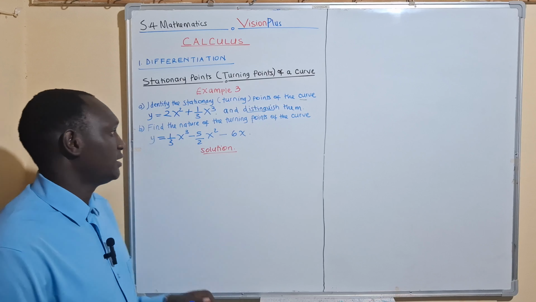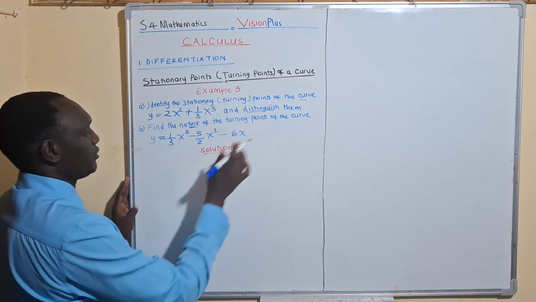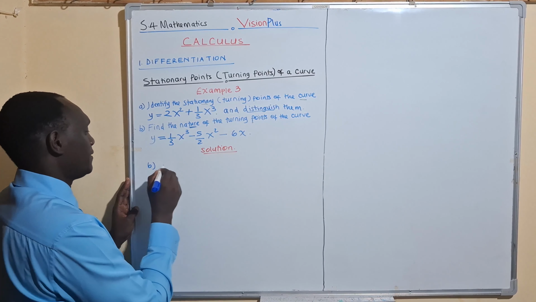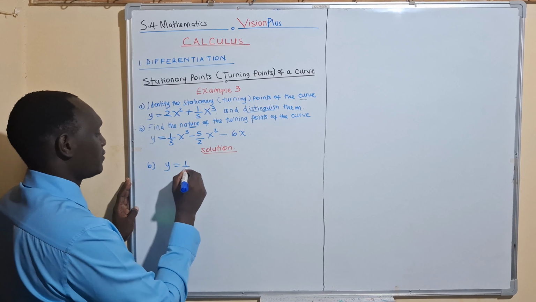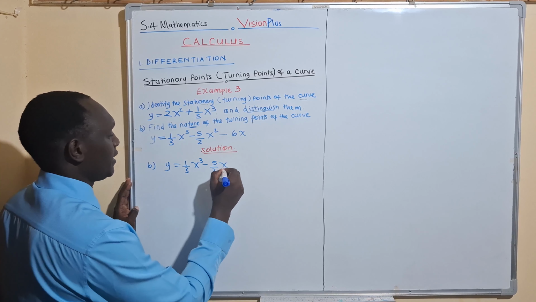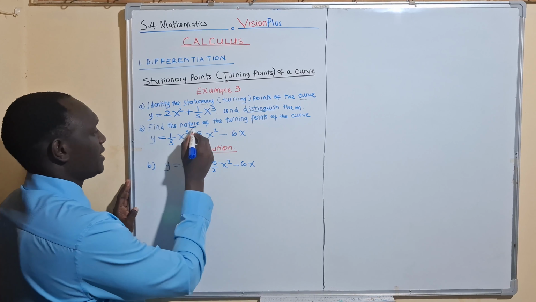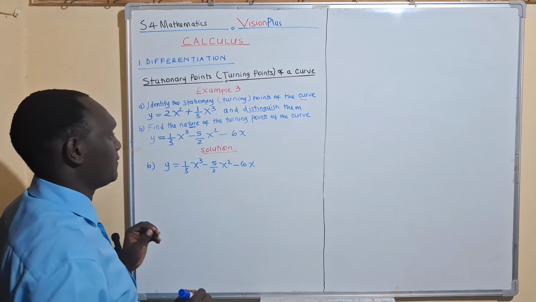Part B says find the nature of the turning point of the curve. The curve is y equals 1 over 3 x cubed minus 5 over 2 x squared minus 6x. Find the nature of the turning points.